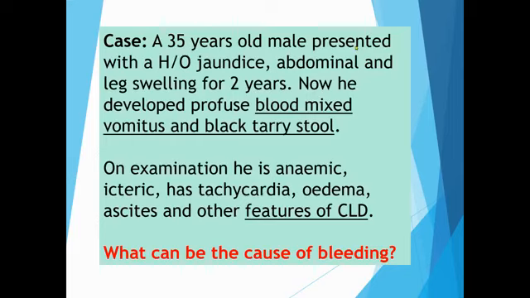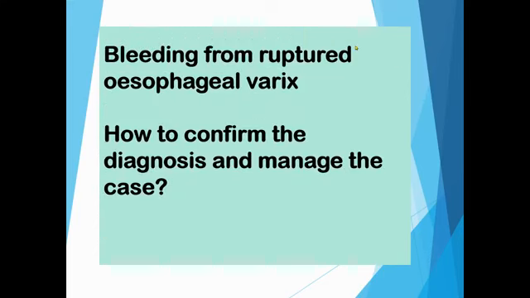So I am confident enough that you are thinking about bleeding from ruptured esophageal varix. Yes, this might be a case of bleeding from ruptured esophageal varix, where the patient has got the feature of chronic liver disease and physical findings of chronic liver disease, and this time presented with blood mixed vomitus. Most likely diagnosis is ruptured esophageal varix. Now, how to confirm the diagnosis and how to manage the case?